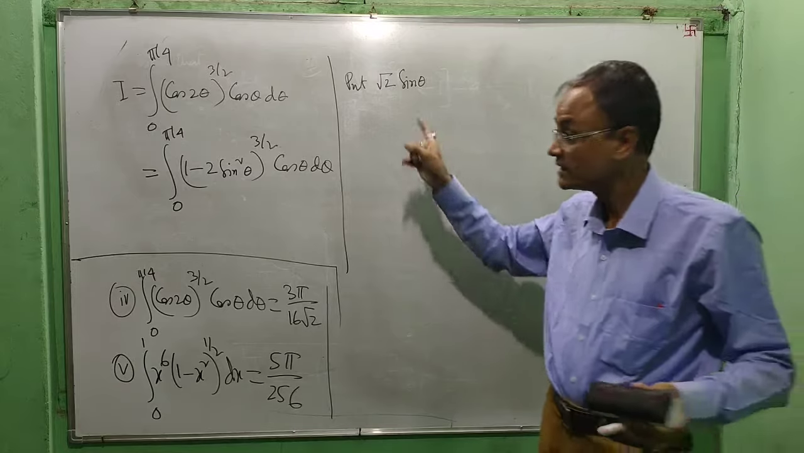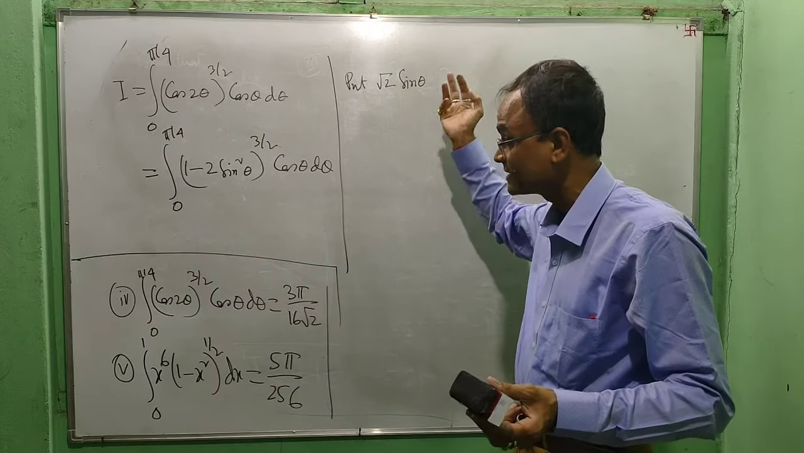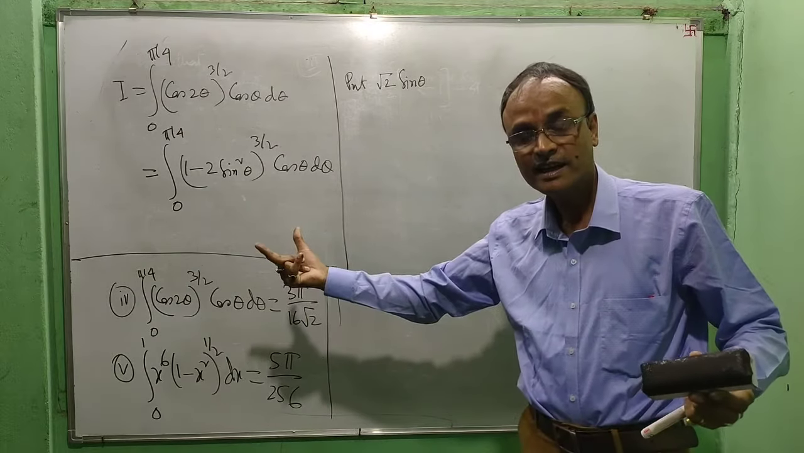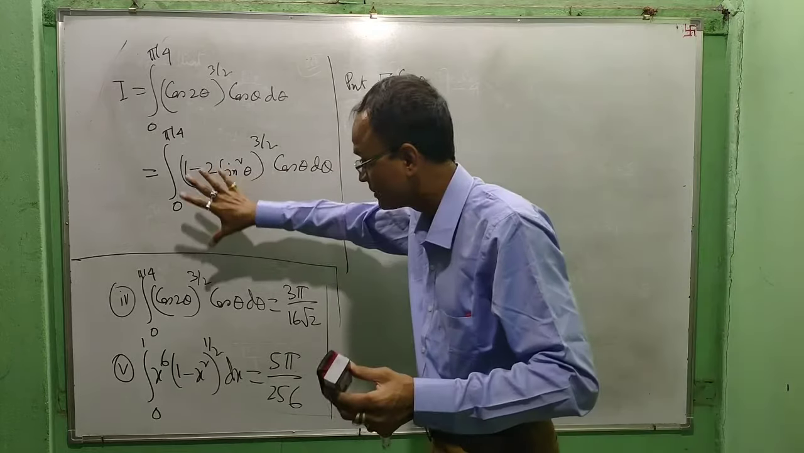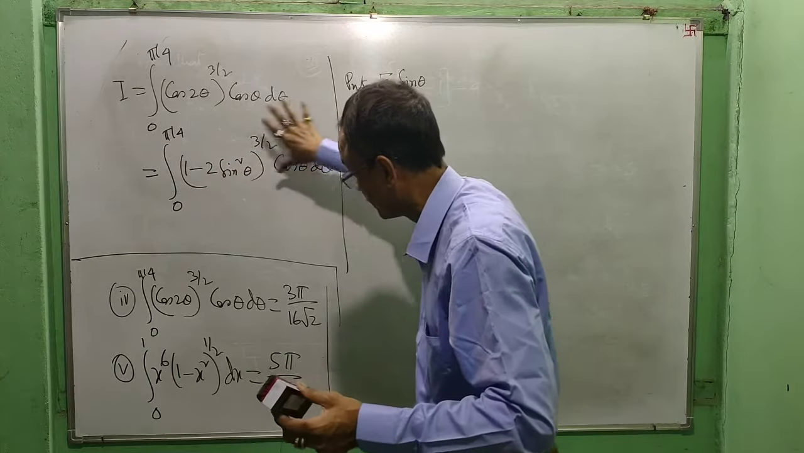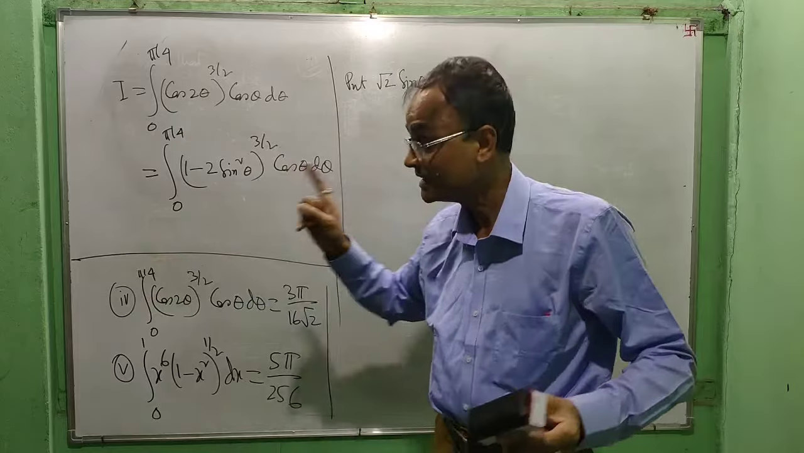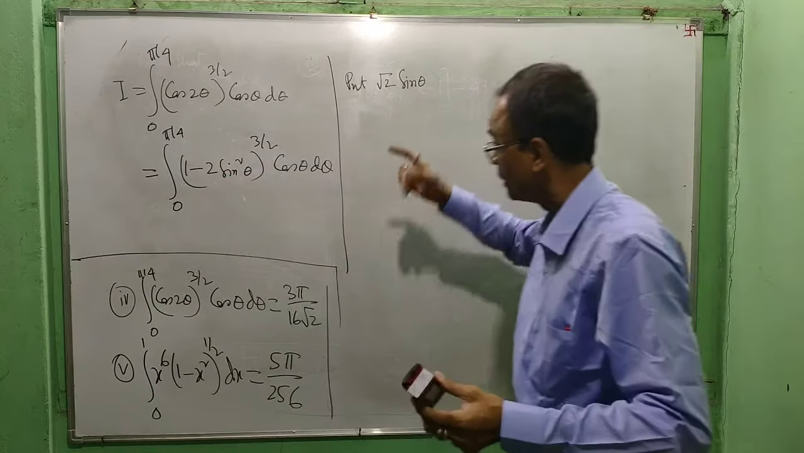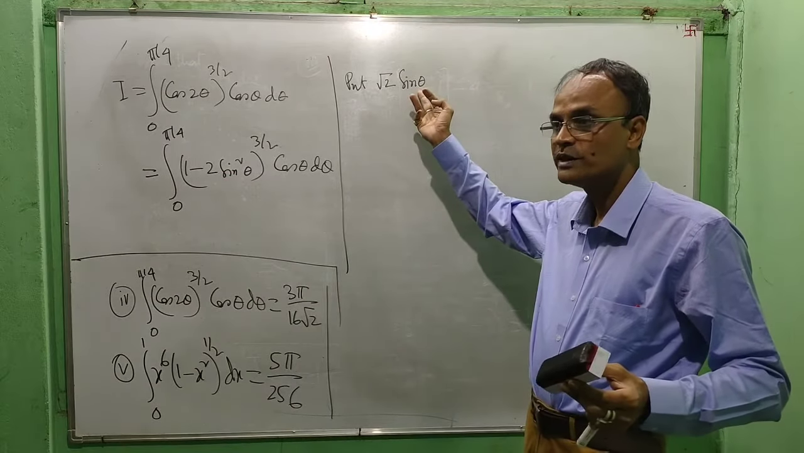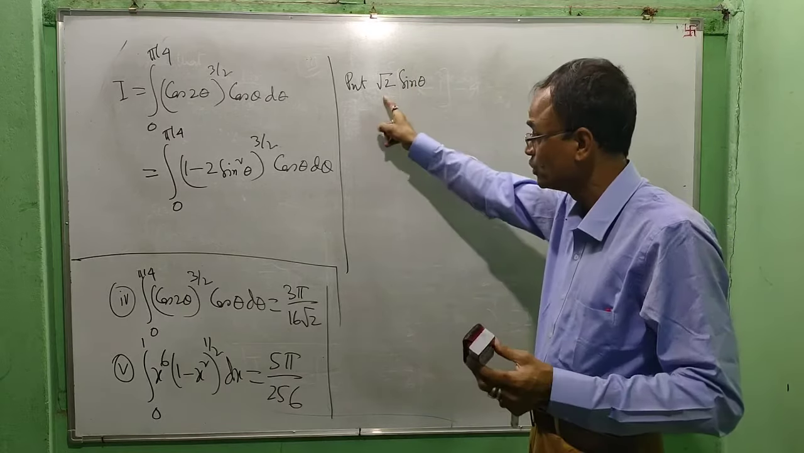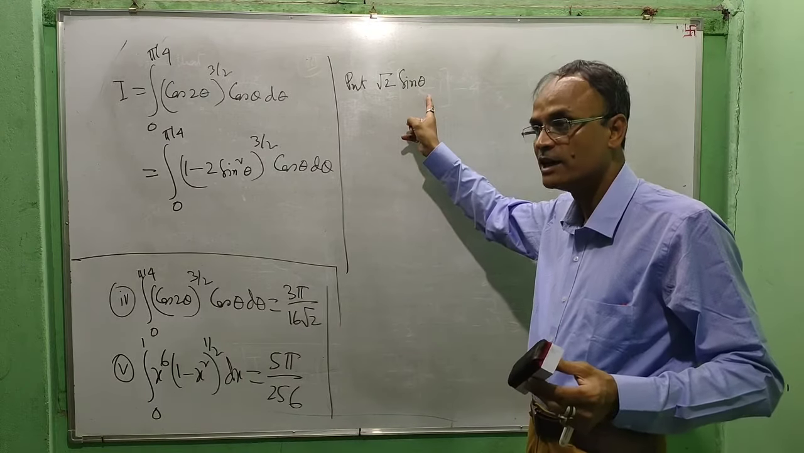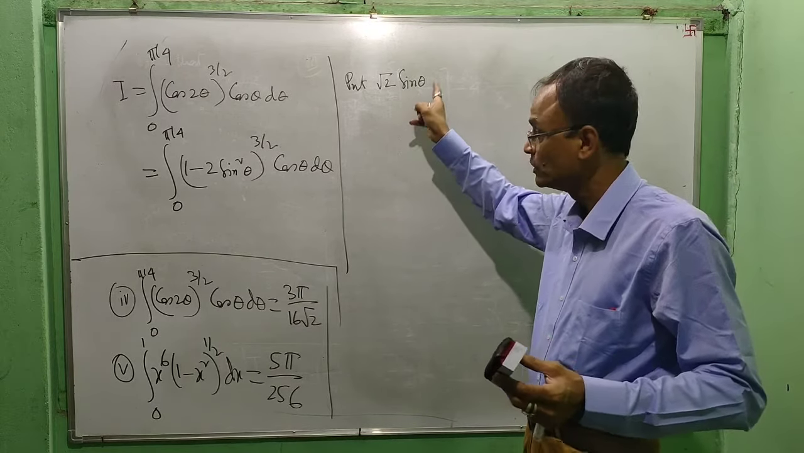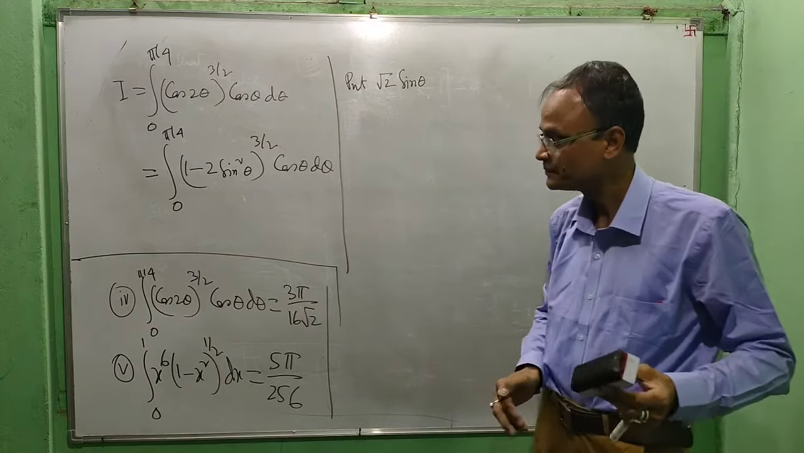Then if you put root 2 sin theta equal to x, you will find the integration in terms of x. The limit will be 0 to, if it is pi by 4, it will be equal to 1. Root 2 into sin pi by 4 means root 2 into 1 by root 2, so 0 to 1.